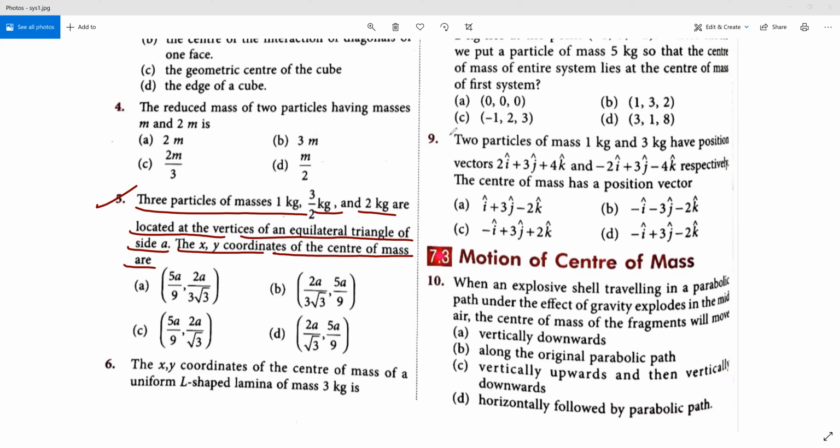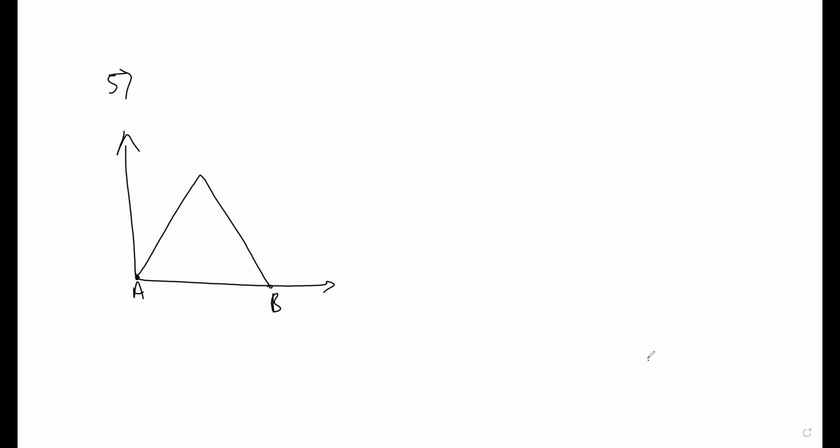In order to calculate the center of mass, we know the formula. Let us see how to calculate that. This is the fifth one we are solving. First let us draw the diagram of the equilateral triangle, because the question itself mentions it. Let us mark this as point A, this as point B, and this as point C.